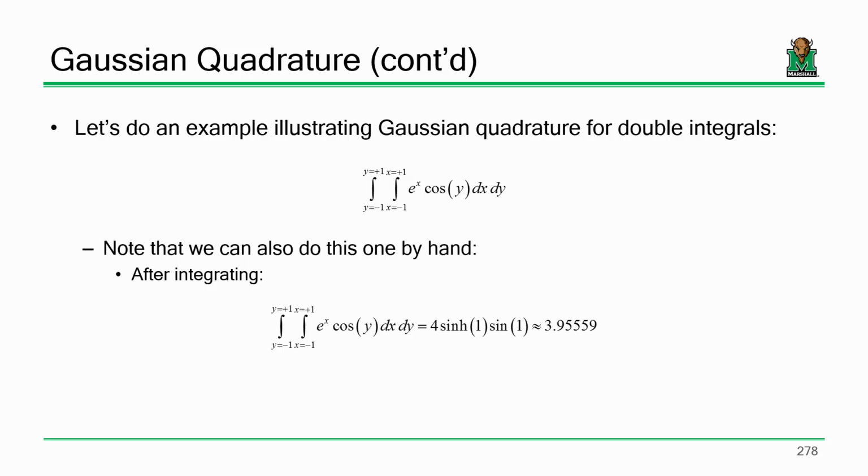Now this is the integral of e to the x times the cosine of y. If you do -1 to +1, -1 to +1, actually do it by hand, this is your analytical result. It's about 3.96 or what have you. We're going to do the same thing using Gauss quadrature. Everybody all right with this?